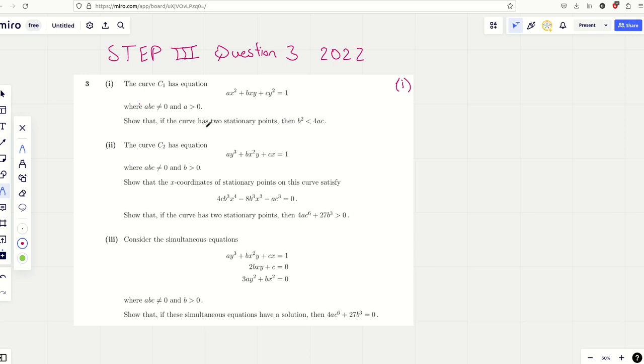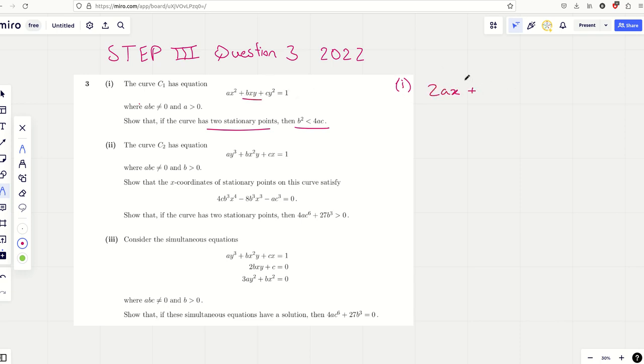So, implicitly defined: show that if the curve has two stationary points, then that's true. Well, that looks like the discriminant to me, so I'm thinking maybe this is about the discriminant of a quadratic at the end. Finding stationary points, we're going to have to differentiate this. It's an implicit function. We're going to have to differentiate implicitly. As soon as I'm looking at this, I'm writing it down.